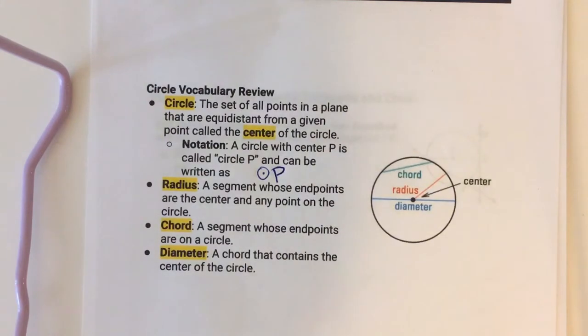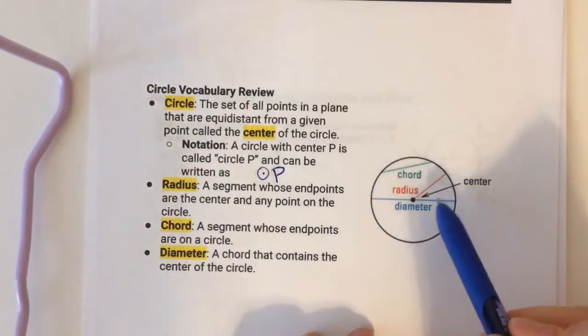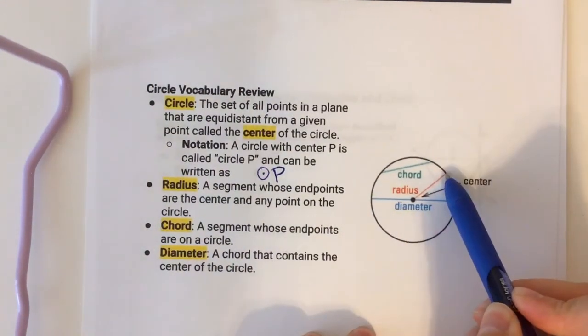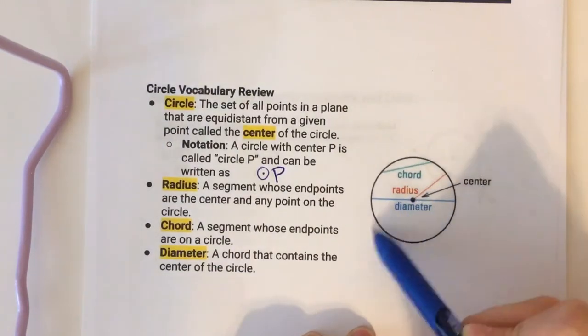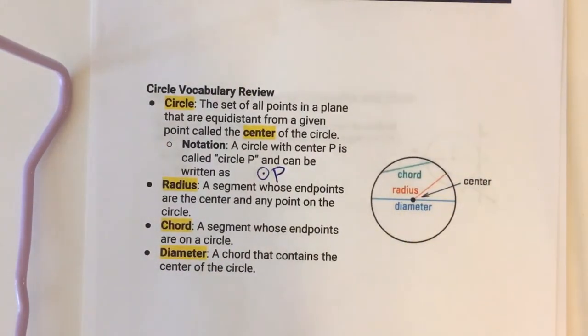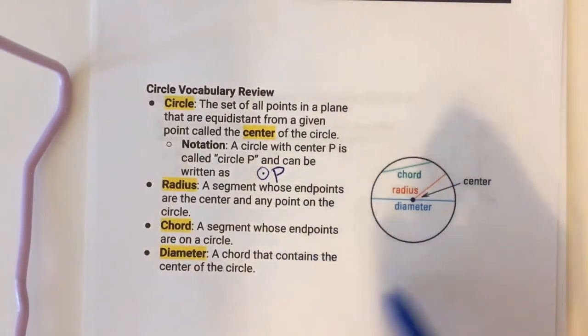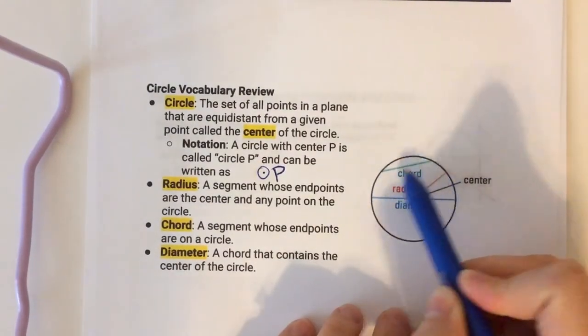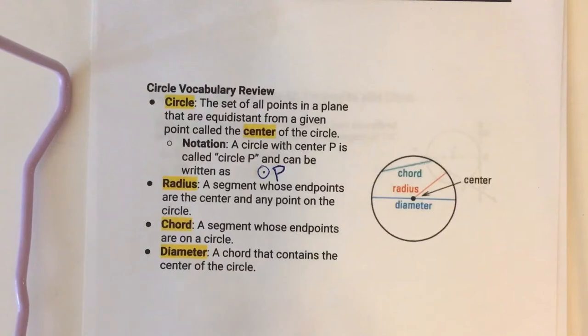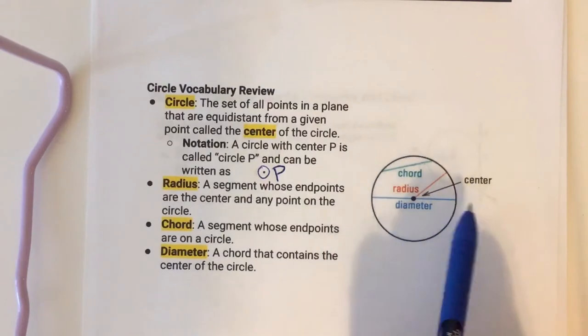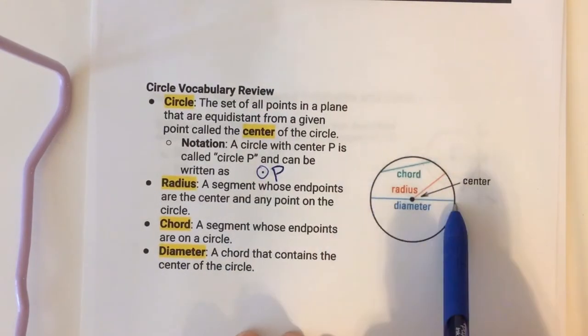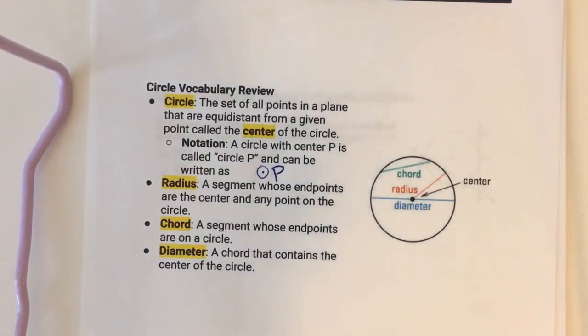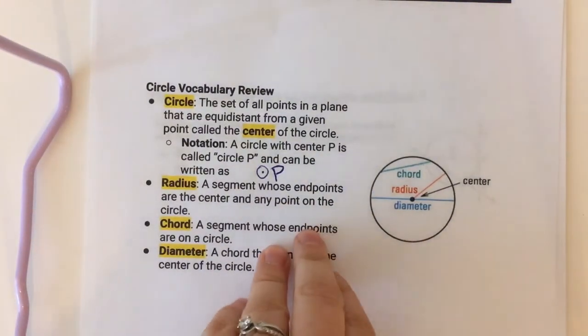A radius is a segment whose endpoints are the center and any point on the circle. So that's this red line over here. It goes from the center to the edge of the circle. And remember, the radius is always congruent no matter where it is in the circle. A chord is a segment whose endpoints are on the circle. So this segment can be anywhere in our circle. The endpoints are just on the edge of the circle and it's connected. And then a diameter is a chord that contains the center of the circle. So it's a segment with two endpoints on the circle, but a diameter has to go through the center. And that's just reviewing some vocab that we did earlier in the chapter.